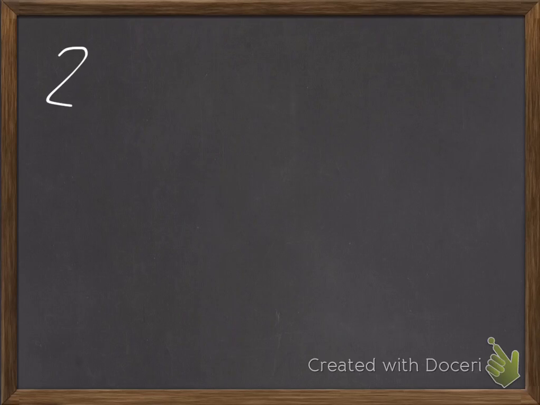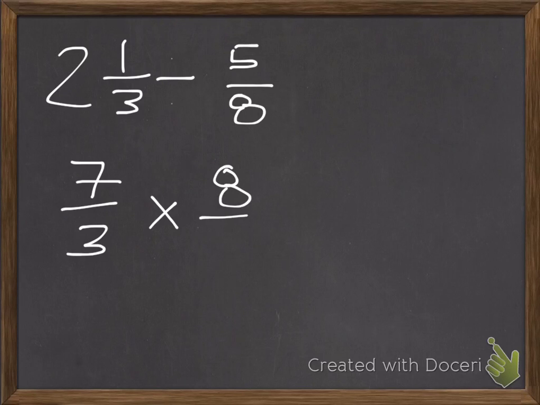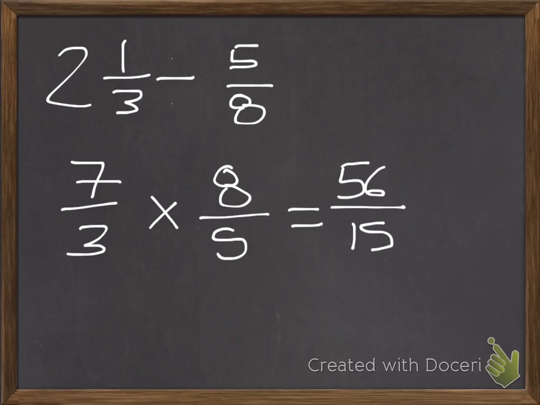Next one, 2 1/3 divided by 5/8. So we make both improper fractions if that's necessary, so 7/3, and we're going to multiply by the reciprocal, 8/5. We can't cross simplify, so we multiply the numerators and multiply the denominators, and this is our answer.